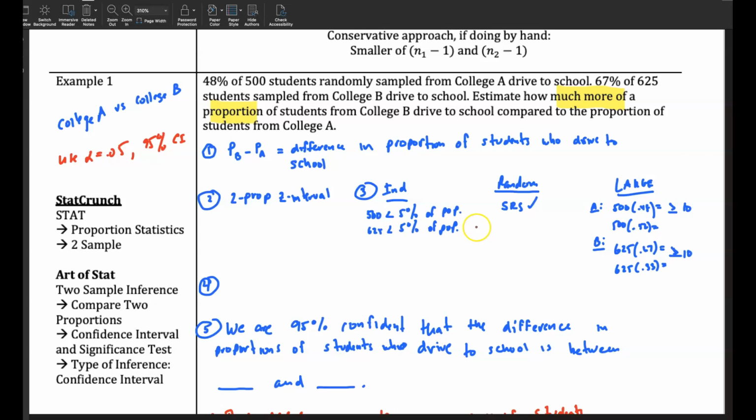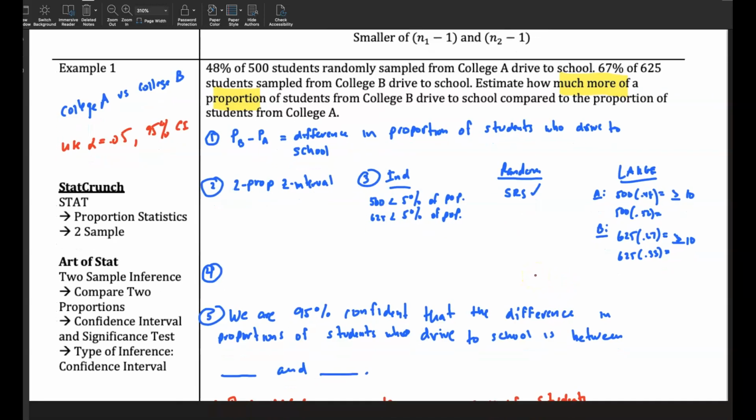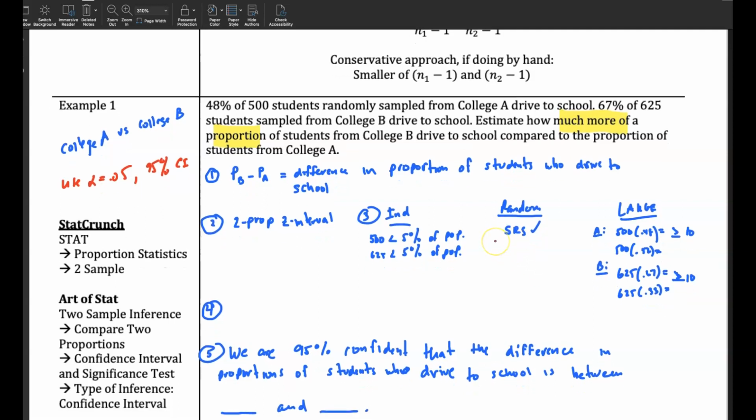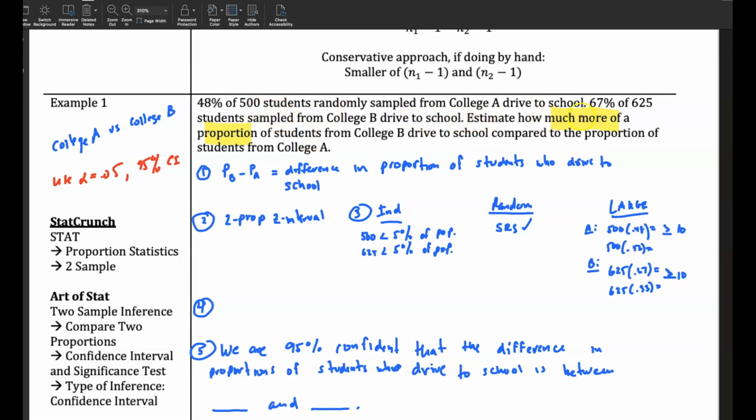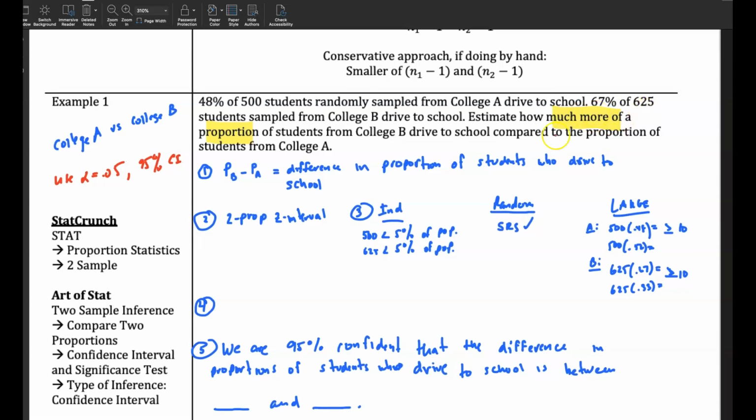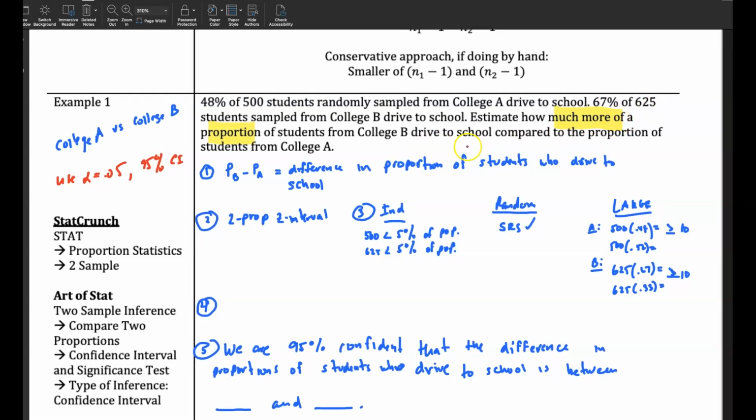Let's go ahead and take a look at some examples of a two-sample z proportion test or interval, sorry, and a two-sample t interval. In this first example, we're comparing college A with college B. We have summary data. 48% of 500 students drive to school at one college, and 67% of the students out of 625 drive to school at college B. So those are our two samples.